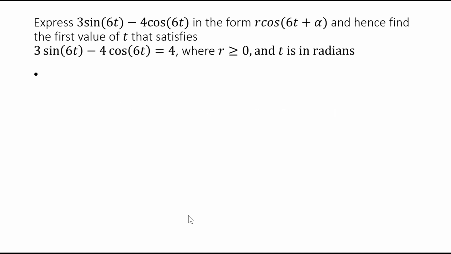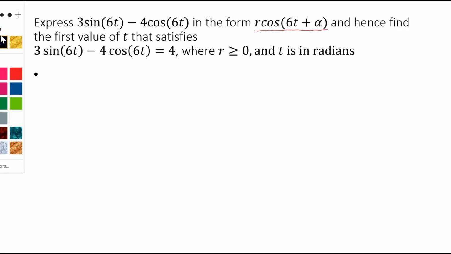Now, what you have to look at here is that this question is asking you not to write it in the form of r sine something or other, but in the form of r cos something. And that's the big thing that you need to do. You need to read the question carefully. So we need to rewrite it in the form r cos 6t plus alpha, and then we need to find the first value of t that solves where that is equal to 4.